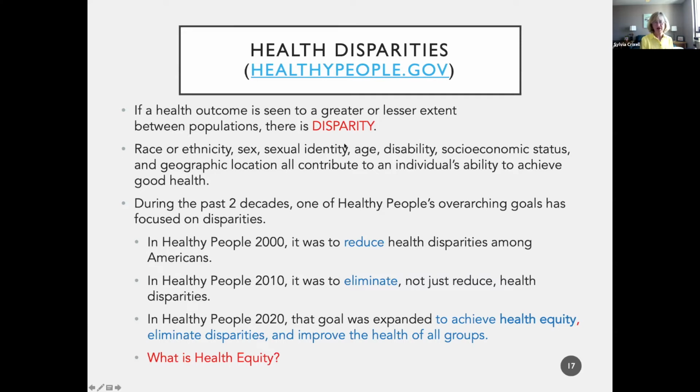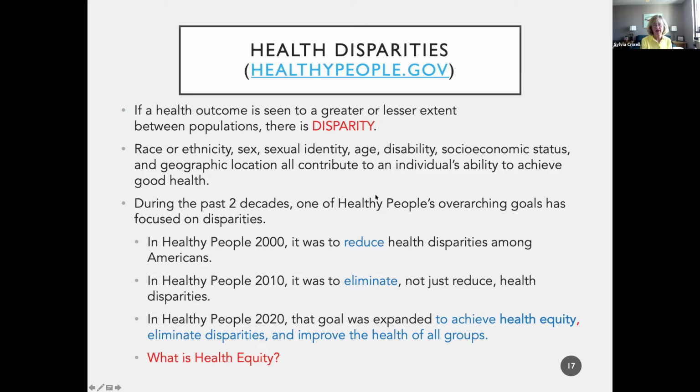So here's what can be associated with health disparities. I mentioned race, ethnicity. Also, depending on what we're looking at, sex, sexual identity, age, disability, poverty, location in the country. All these things affect people's health. So our health outcomes have lots of contributors.